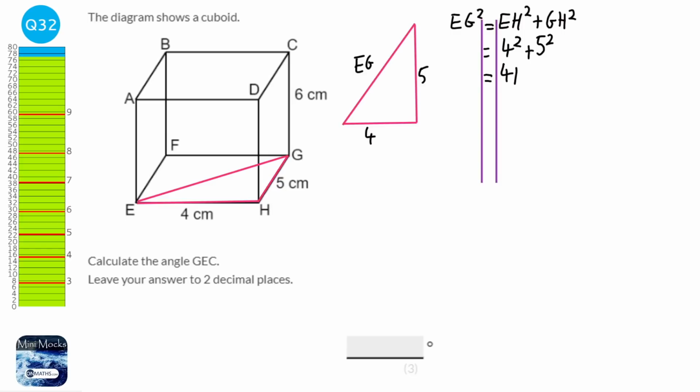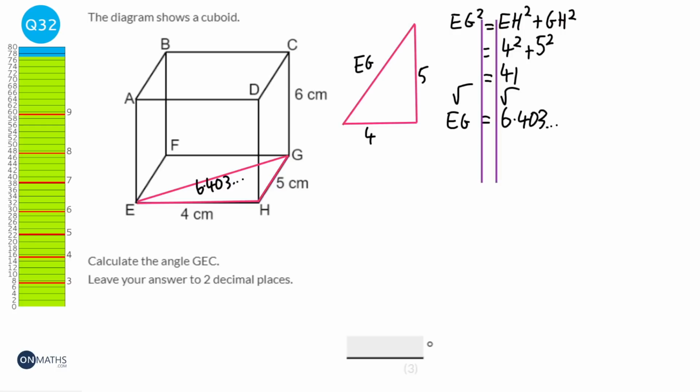And we're going to square root both sides. So we've got EG equals 6.403, blah, blah, blah. Okay, so that gives us what EG is. So we know that this is 6.403, blah, blah, blah. Now, we're looking for angle GEC.